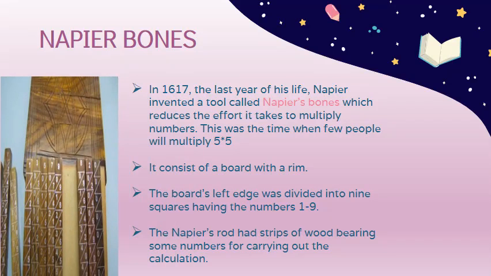Napier's board. John Napier made a calculating device in 1671 called Napier's board. This machine was mainly used for multiplication and division. It consists of a board with a rim. The board's left edge was divided into 9 squares having numbers 1 to 9. Napier's rods had strips of wood bearing some numbers for carrying out some calculations.